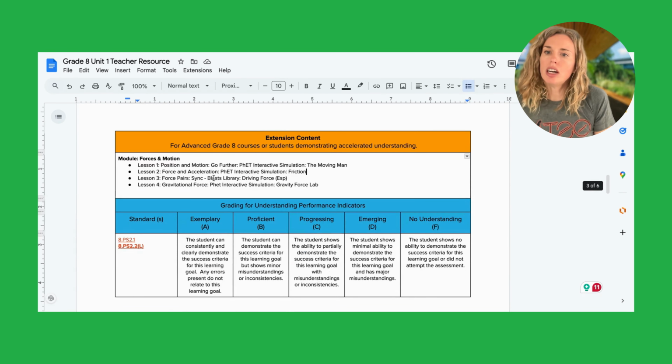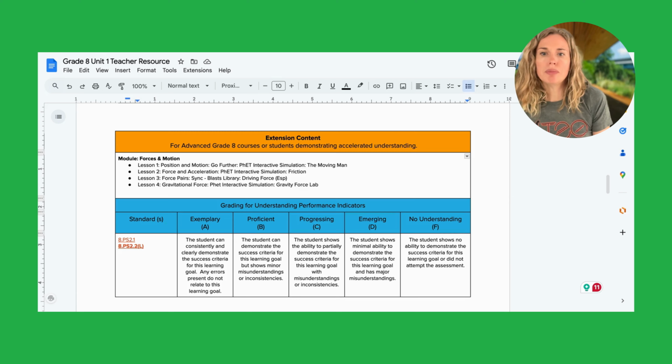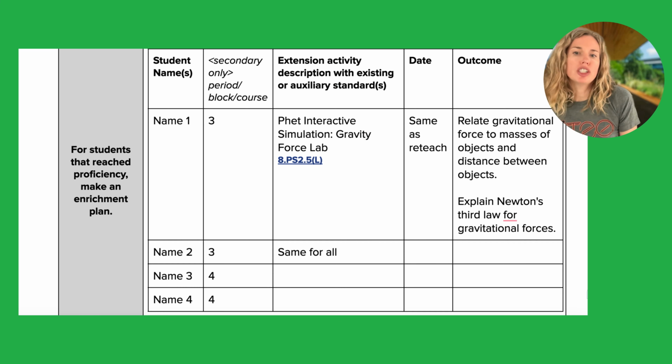For the extension content, notice that there's this orange bar here, so you can pick one of these activities for those students who have reached proficiency. Just grab one of those and put it into your plan. So let's jump back over. Here is my extension. I had 4 students and they're all going to do the same extension activity.